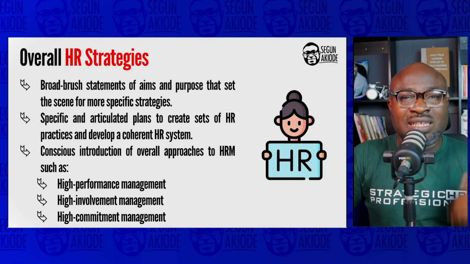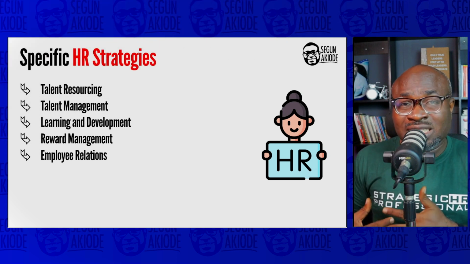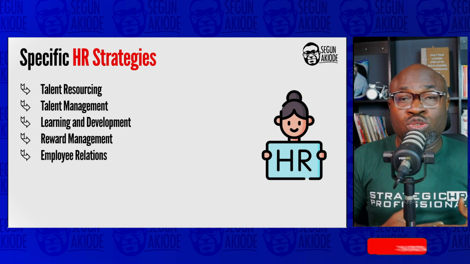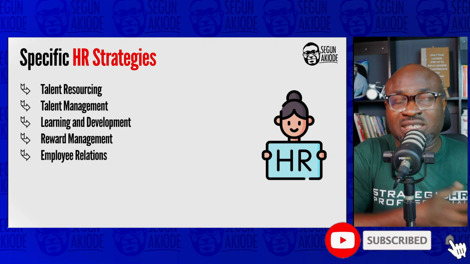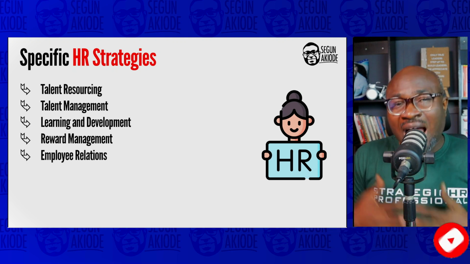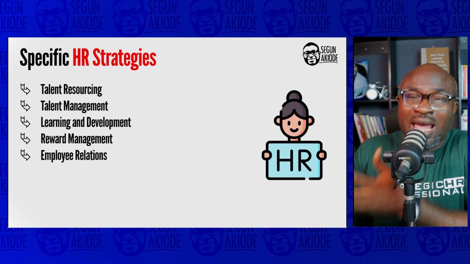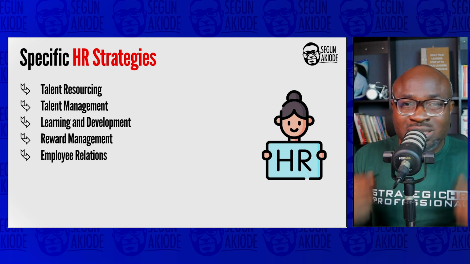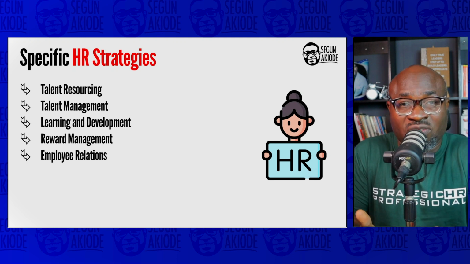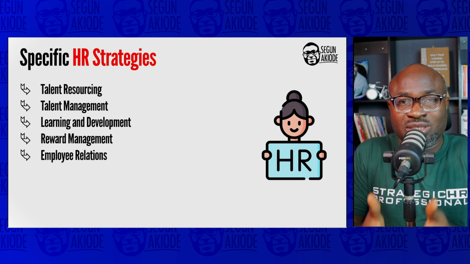Then when we start to get specific, we are looking at what strategy we are going to adopt for talent resourcing. What are we going to do when it comes to talent management? How are we going to handle training and learning and development? How are we going to handle reward management? How are we going to handle employee relations? When you start to get specific into these various areas of HR, then you're looking at the specific human resource strategies.